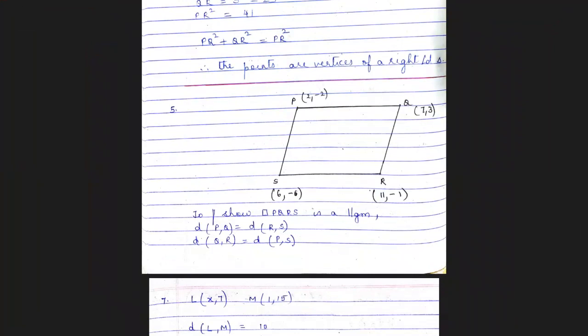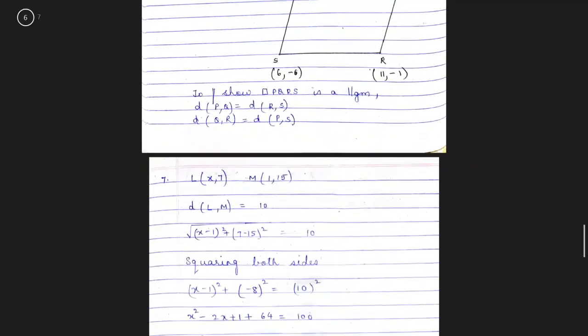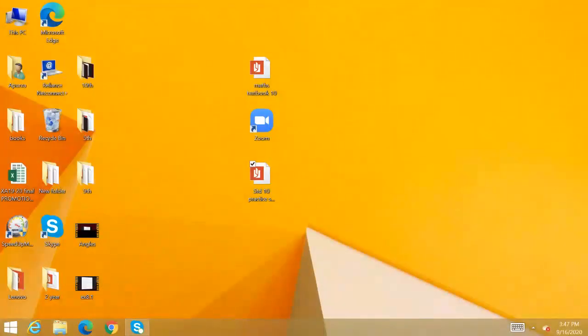At least let's see if we can prove opposite sides are congruent. So what you need to do is find distance of PQ. You have two coordinates. Using distance formula, find distance of PQ, find distance of RS. You will get them to be equal. Similarly, find distance of PS and find distance of QR. You will get them to be equal. And since the opposite sides are congruent, the quadrilateral is a parallelogram. Okay.